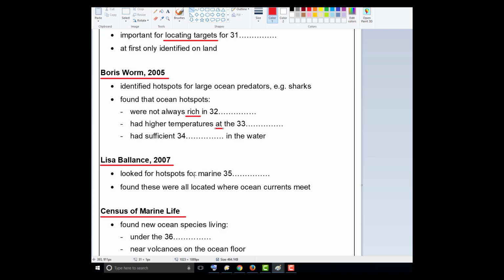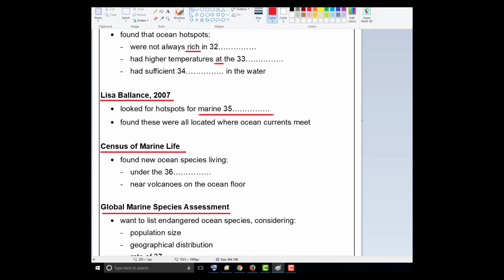The section about Lisa Balance. Now, question number 35. Marine something. Now, we can safely assume that the answer is going to be a noun, because the answers so often are nouns. Okay, so here under, we look at senses of marine life, living under, so we can expect a place, because it's a preposition, under.